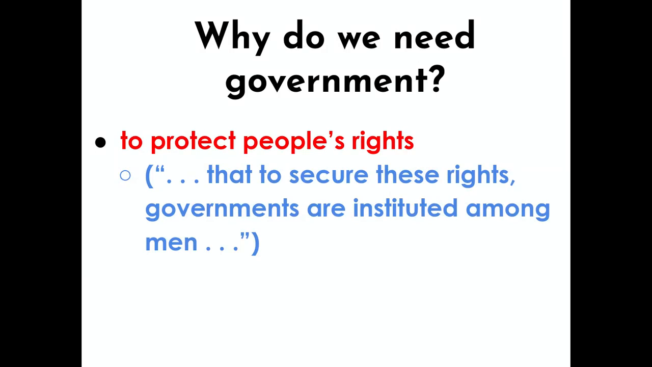And if you went further, you would know that the next line says that to secure, that means to protect or keep safe, these rights, governments are created among men, deriving their just power from the consent of the governed. So people give their power to governments to protect their rights. That's why we have governments.